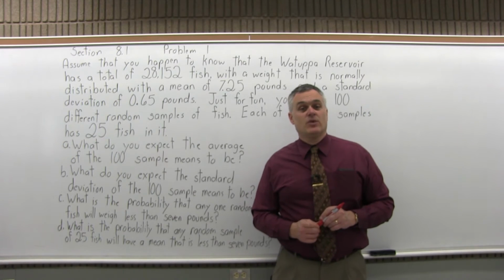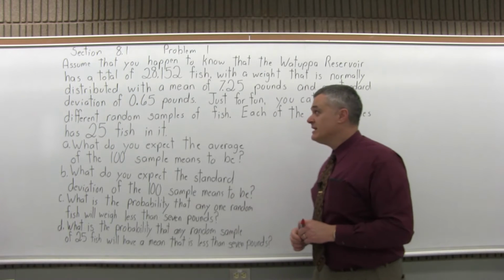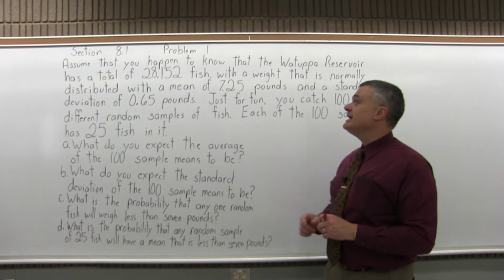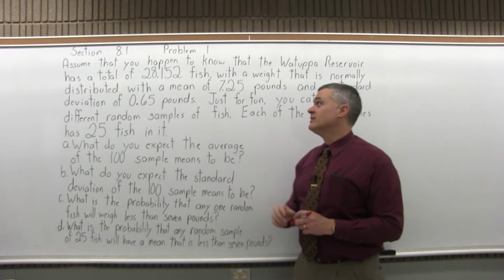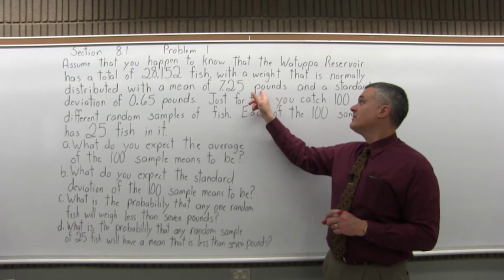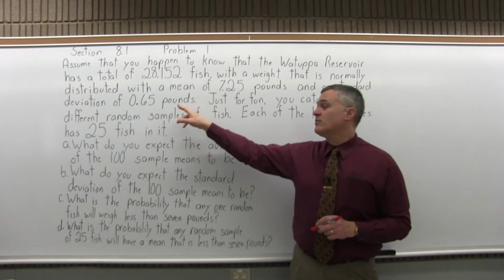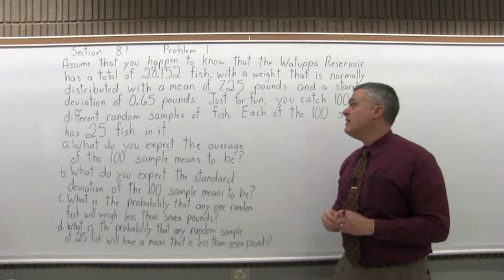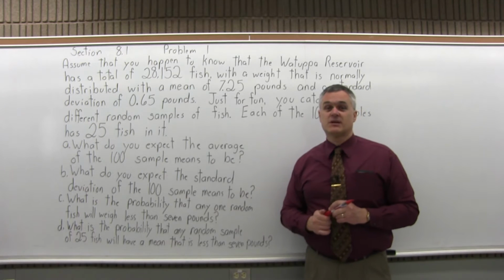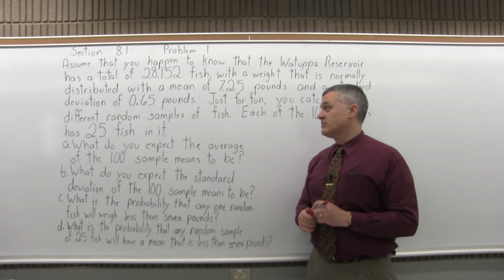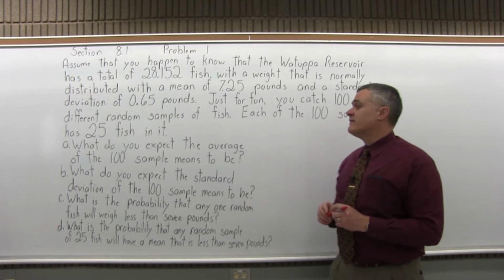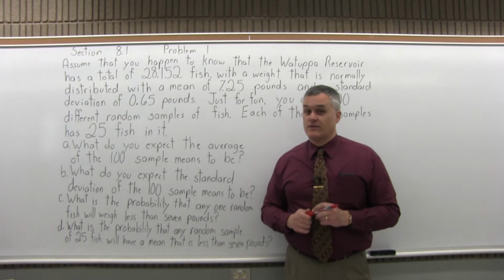This is Section 8.1, Problem number 1. It says, assume that you happen to know that the Watapa Reservoir has a total of 28,152 fish in it, with a weight that is normally distributed with a mean of 7.25 pounds and a standard deviation of 0.65 pounds. And just for fun, you catch 100 different random samples of fish. That'll take a really long time to do. Each of the 100 samples has 25 fish in it. It's a lot of fishing.